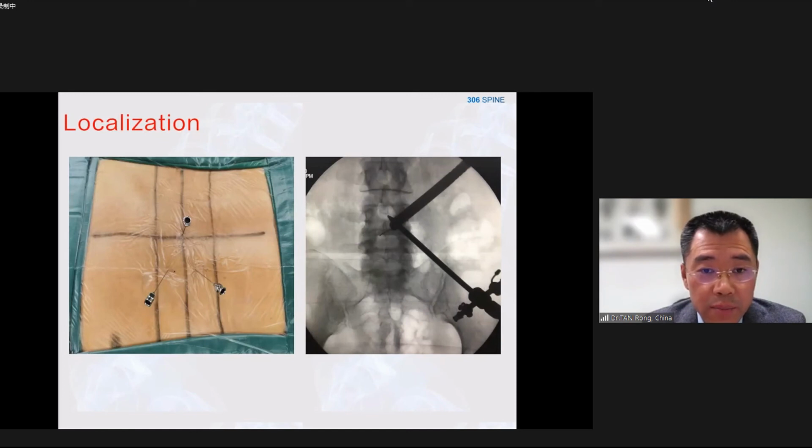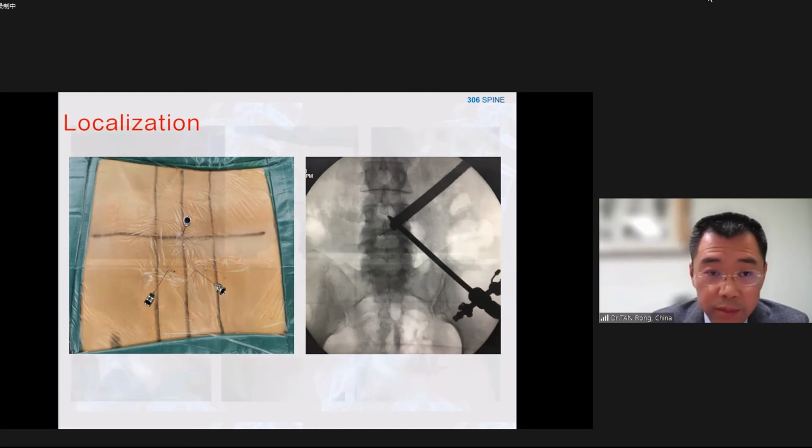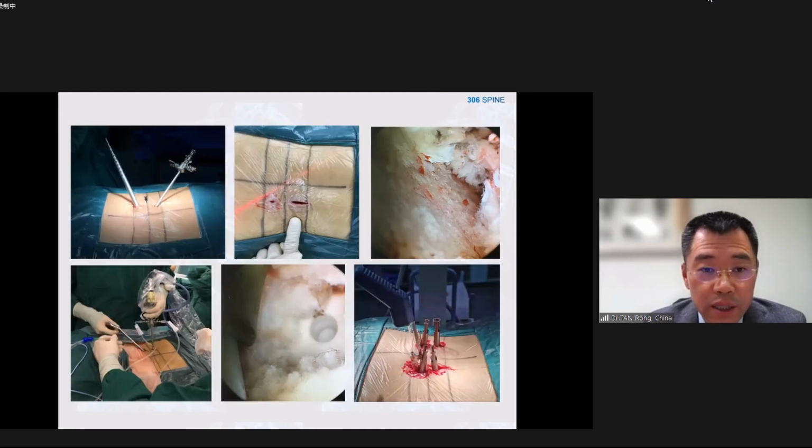This is the picture that shows before I do the operation, I will use 3 needles to localize the working portal under fluoroscopy, and the needle on the contralateral side is directed to the disc space. Then when I do the operation, I can keep the orientation. These are the pictures taken during the operation.